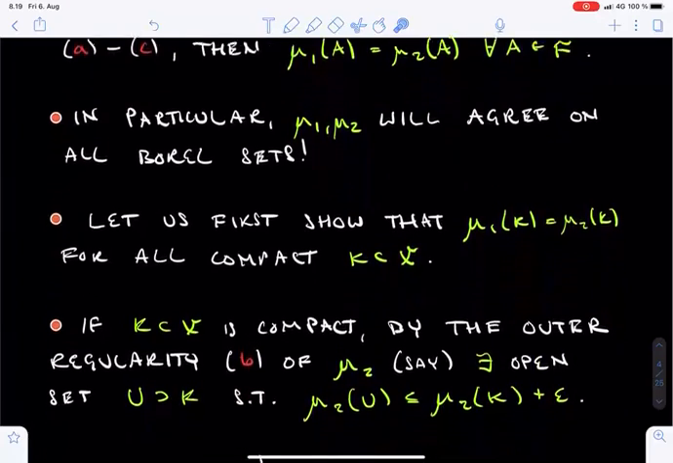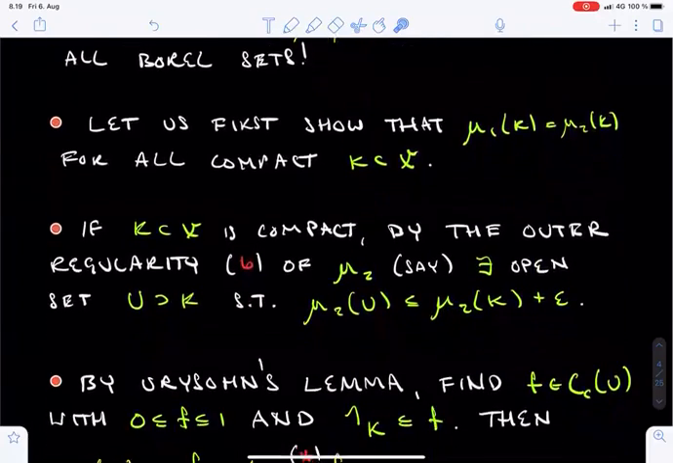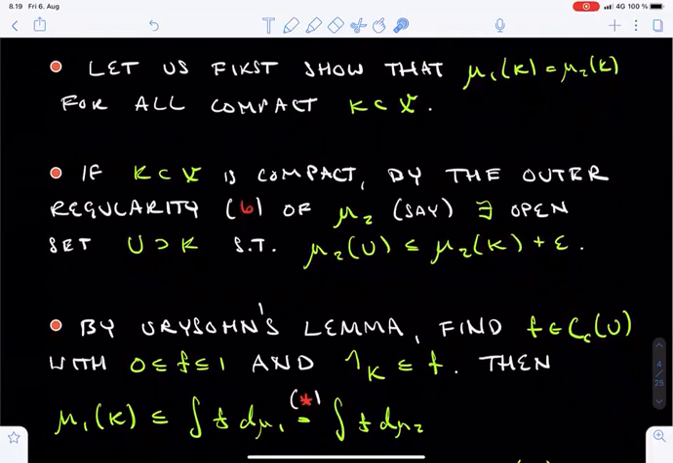Now we understand what we are supposed to prove, so let's prove it. The first step will be to prove that mu1 and mu2 agree on all compact sets K. We fix a compact set K, and we start by applying the outer regularity assumption B to one of the measures, let's say mu2 for example. Given any positive epsilon, there exists an open set U which contains K and whose mu2 measure is bounded from above by mu2 of K plus epsilon.